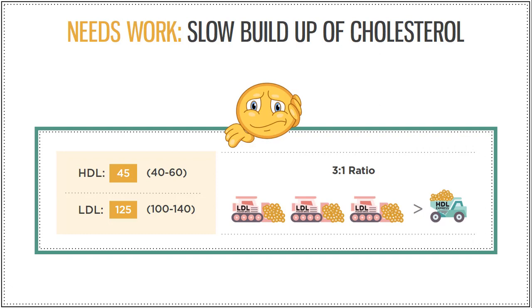Now let's look at the range where your HDL and LDL ratio needs work. Your HDL has now dropped into what would be considered a borderline range between 40 and 60, which is not so good. And at the same time, your LDL has crept up above 100. When this happens, your ratio changes pretty dramatically. We now have 3 times as much LDL as HDL. This means we have 3 times as many earth movers as we have dump trucks.